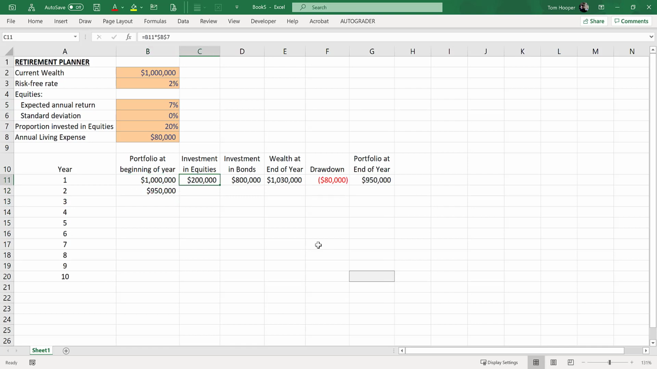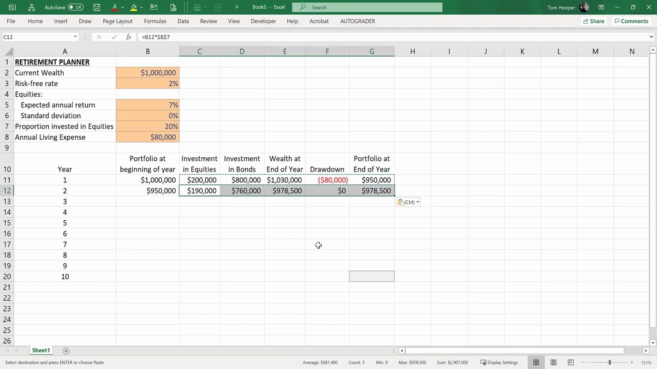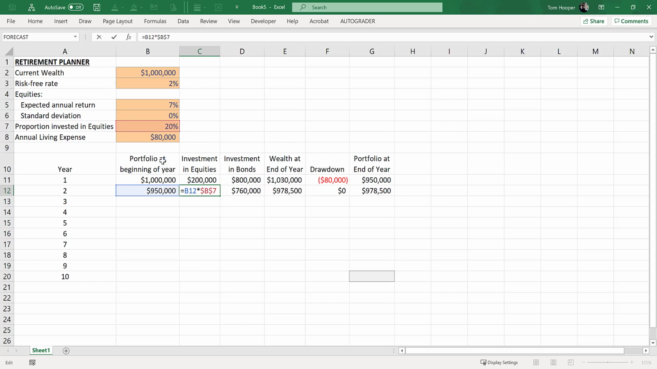And if I got all my dollar signs right, I should be able to copy this down and see if it works. Let's see what I got wrong. Looking at the portfolio at the beginning of the year and the proportion in equities, that's correct. Looking at the portfolio in the beginning of the year minus the amount in equities, that's correct. Looking at the wealth at the end of the year is equal to my equities times 1 plus return on equities plus bonds times 1 plus return on bonds. That's correct. I think this might be an error.